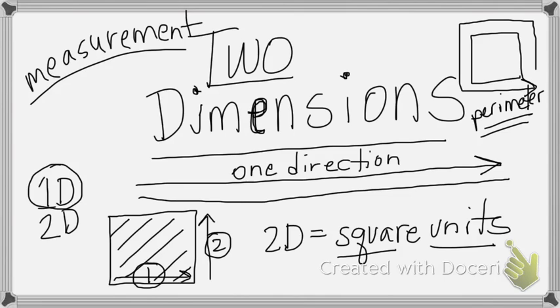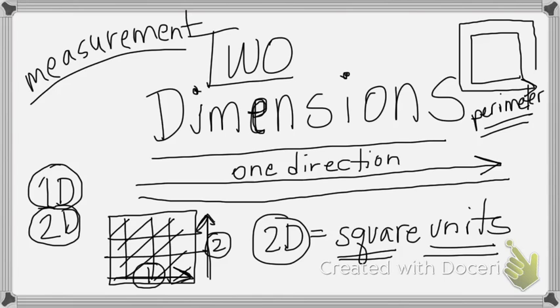We have length, we have height. In terms of the two-dimensional measurement we took here, we actually used two one-dimensional measurements. We used length times height, or width times height. These are both one-dimensional, but when we multiplied those, we got square units, because what we did is we split this thing up into squares.